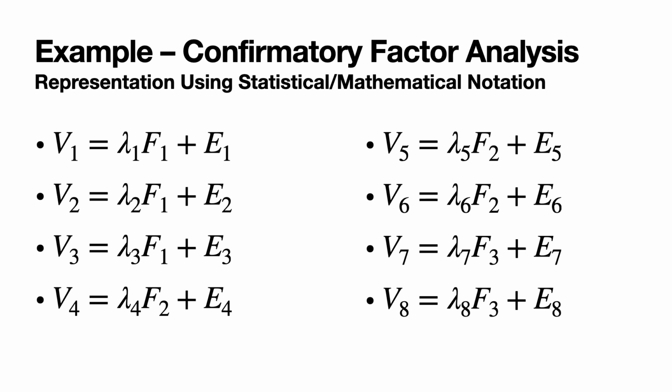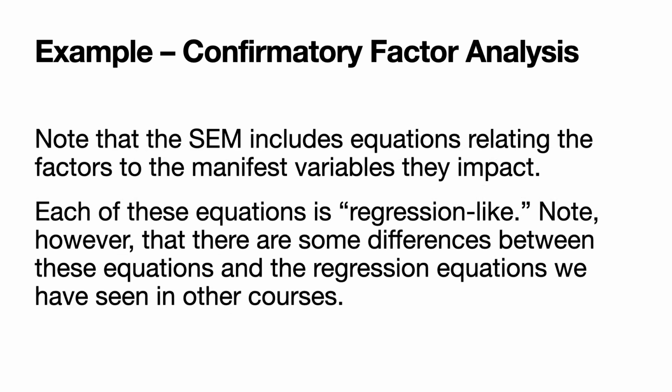And so here we have all of these equations on one slide. These are the regression type of equations that comprise the structural equation model for this confirmatory factor analysis. Now note that the SEM includes equations relating the factors to the manifest variables they impact. Each of these equations is regression-like. Note, however, that there are some differences between these equations and the regression equations we've seen in other courses.